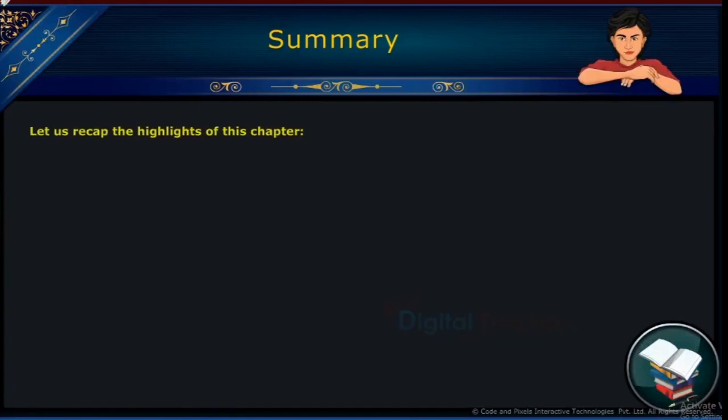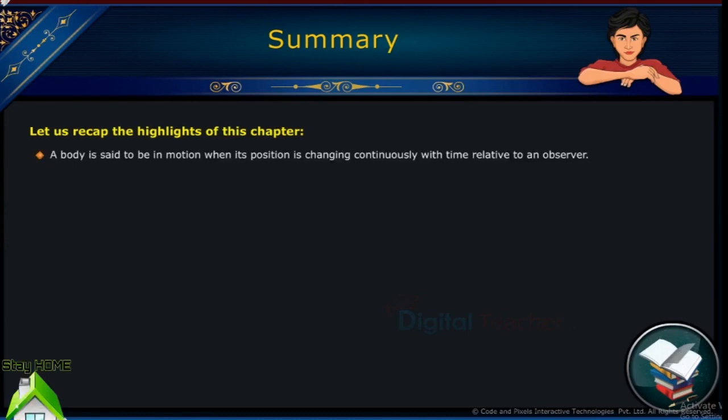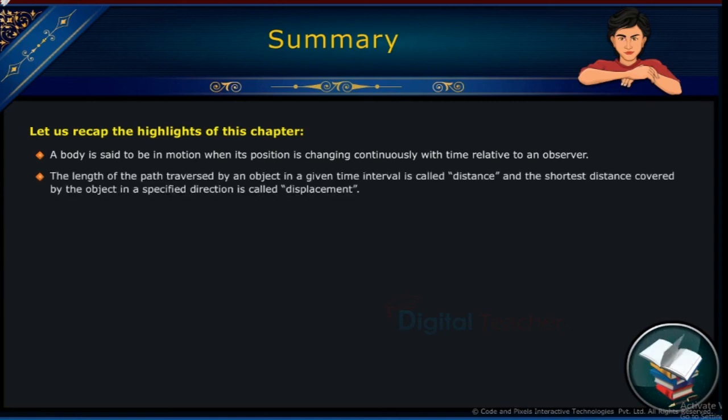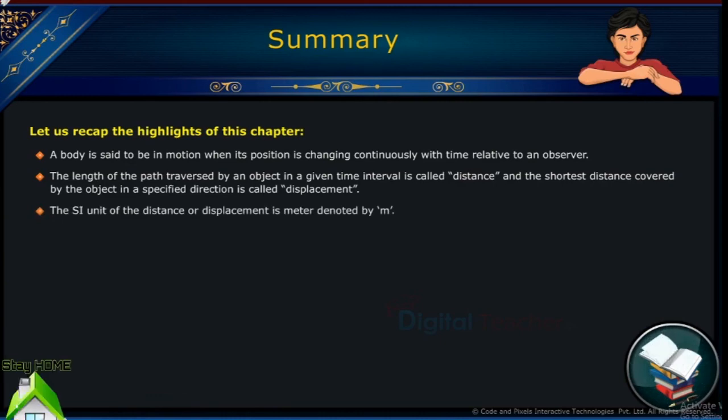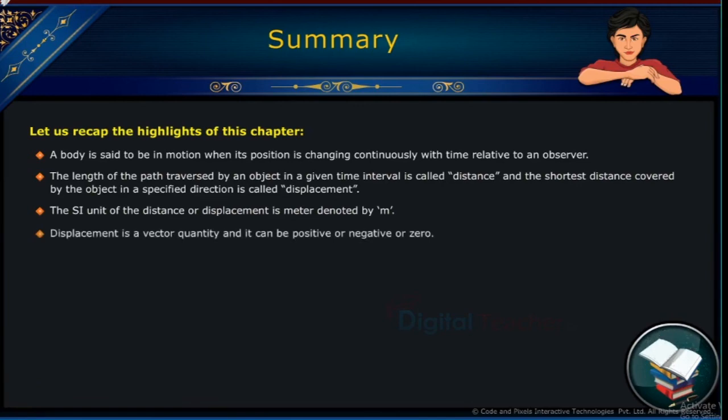Summary. Let us recap the highlights of this chapter. A body is said to be in motion when its position is changing continuously with time relative to an observer. The length of the path traversed by an object in a given time interval is called distance, and the shortest distance covered by the object in a specified direction is called displacement. The SI unit of the distance or displacement is meter, denoted by m. Displacement is a vector quantity and it can be positive or negative or zero.